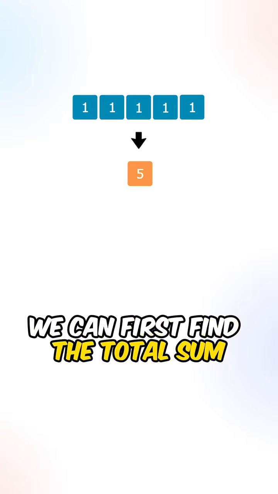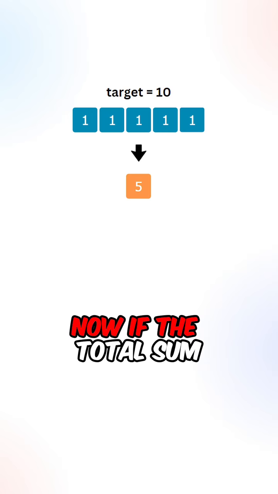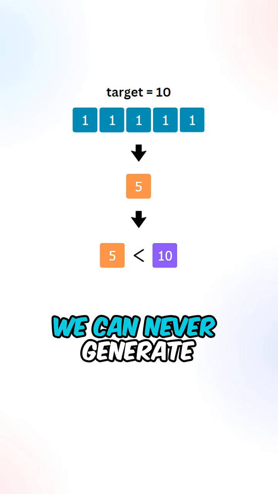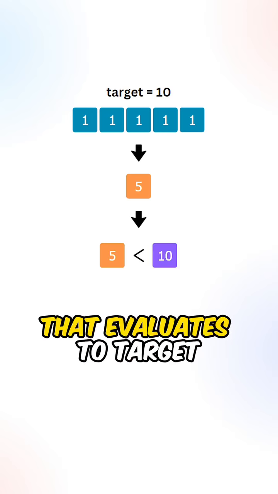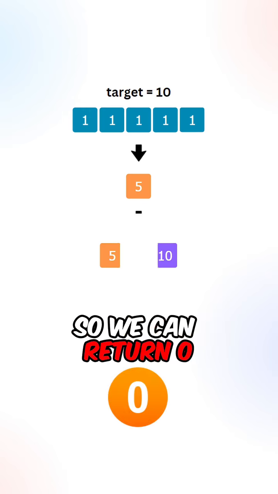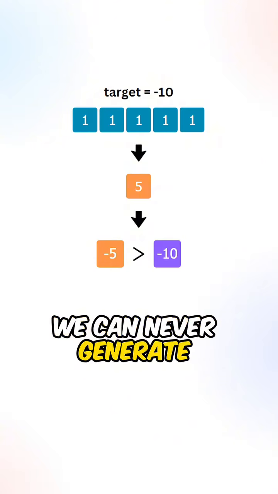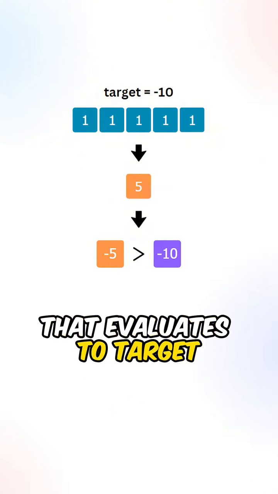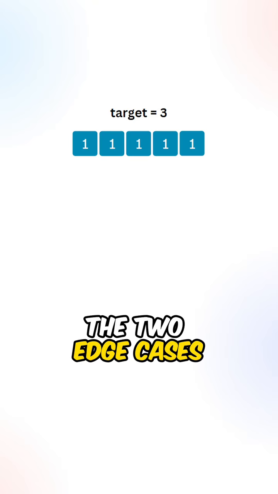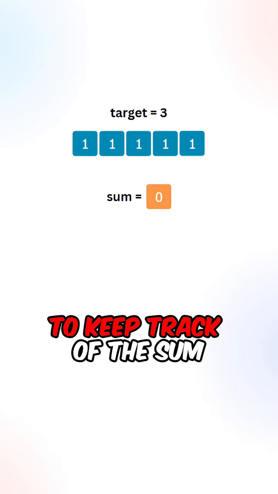We can first find the total sum of the integers. Now, if the total sum is less than the target, we can never generate an expression that evaluates to target, so we can return 0. And also, if the negative sum is greater than the target, we can never generate an expression that evaluates to target.